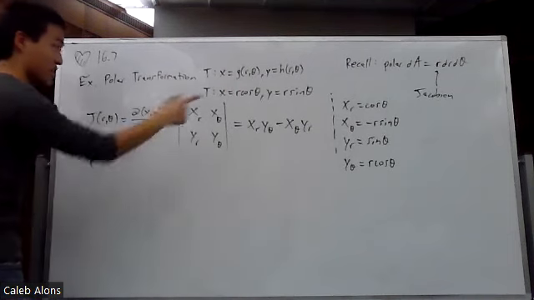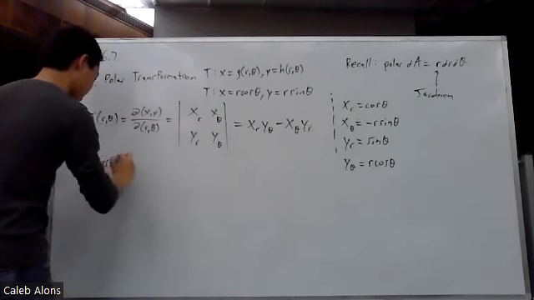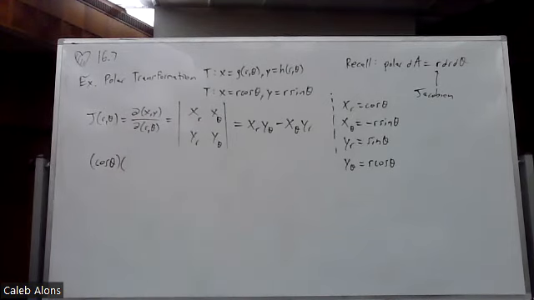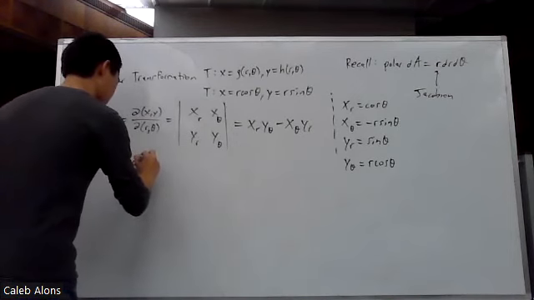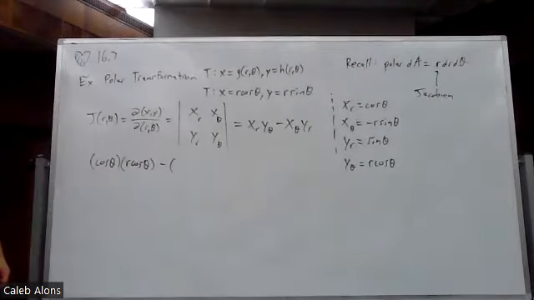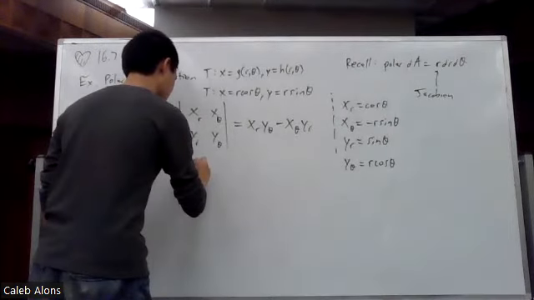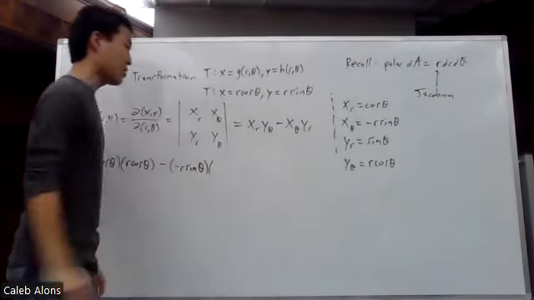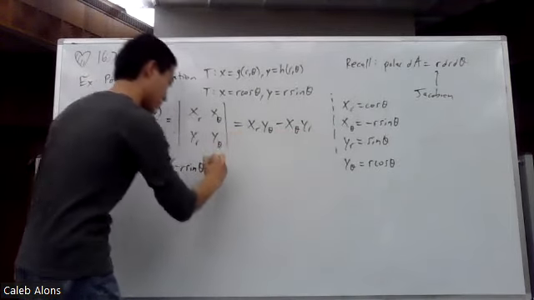Okay, x_r is what? Cosine theta. Okay, so we have cosine theta. What are we multiplying that by? y_theta. What is y_theta? r cosine theta. Okay, so minus what's x_theta? Negative r sine theta. Okay, and what are we multiplying x_theta by? What is y_r? Sine theta.